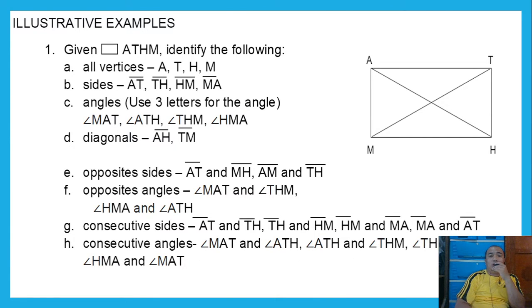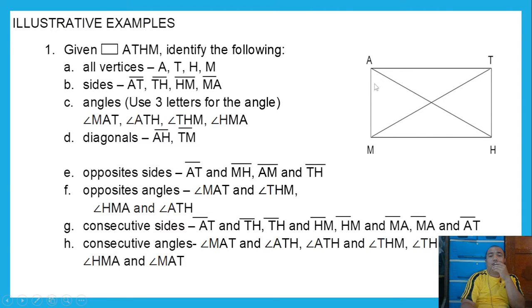Okay, illustrative example given: quadrilateral MATH, or quadrilateral ATHM. Identify the following. All vertices: point A, point T, point H, point M. What are the sides? Segment AT, segment TH, segment HM, segment MA. For angles, use 3 letters. Angle MAT, angle T or angle ATH, angle H or angle THM, angle M or angle HMA.